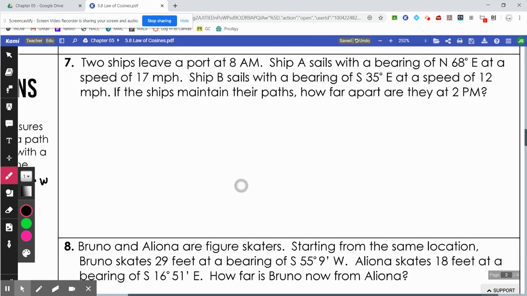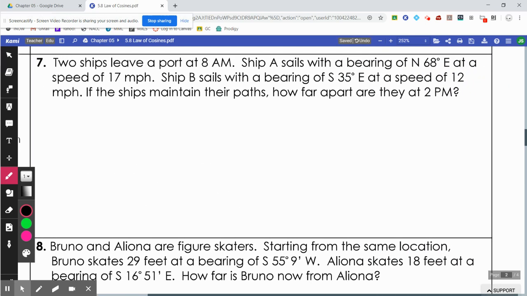So two ships leave a port at 8 a.m. Ship A sails with a bearing of north 68 degrees east. So let's draw that. Let me draw my north-south line. And here's my port right in the middle of it. Let me draw my port right there. So ship A sails with a bearing of 68 degrees east of north.